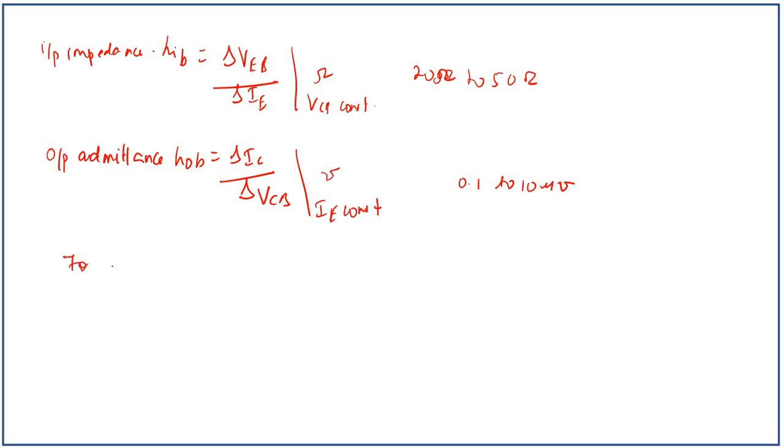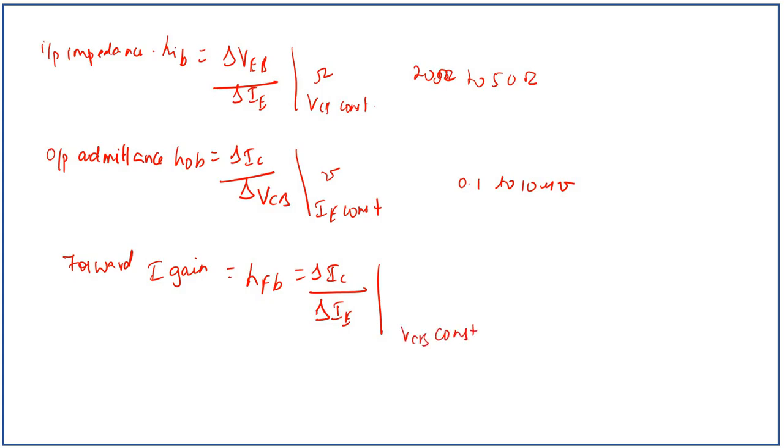Next we have forward current gain, which is HFB equal to del IC by del IE, keeping VCB constant. And it is current by current, so it has no unit. The value is from 0.9 to 1.